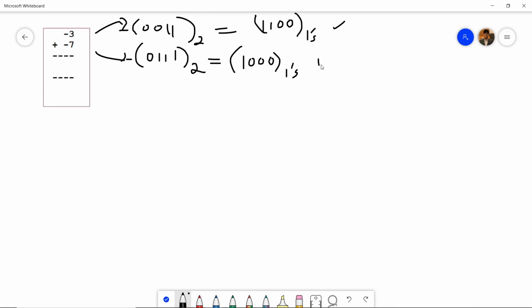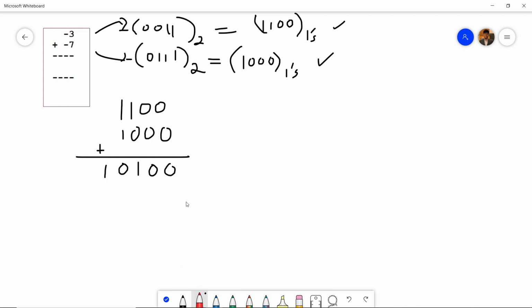Let's add these numbers. 0 plus 0 is 0, 0 plus 0 is 0, 1 plus 0 is 1, 1 plus 1 the sum is 0 and a carry of 1. So like I said in the previous example, I will add this extra carry out to this. 0 plus 1 is 1, 0 plus 0 is 0, 1 and 0. So pause this video and think if there is an overflow here or not.